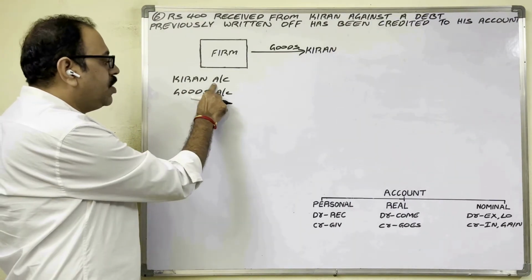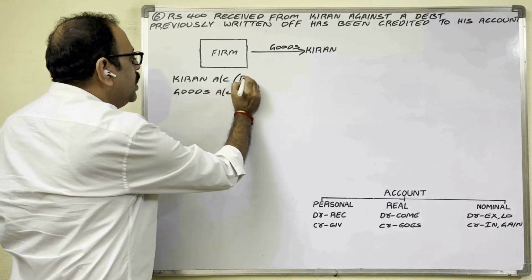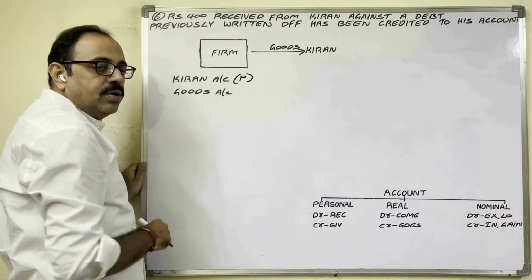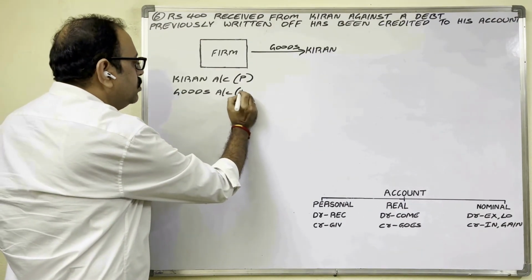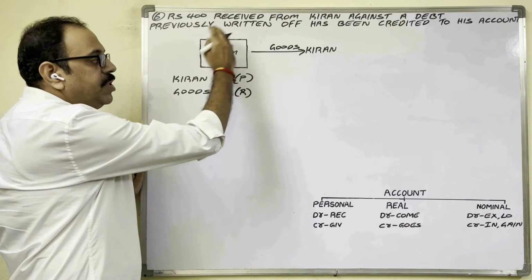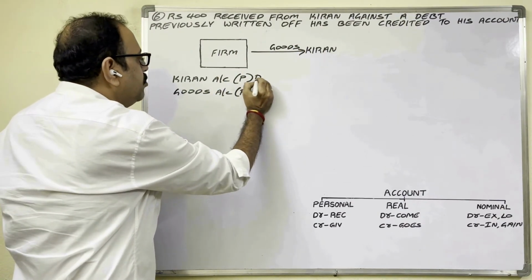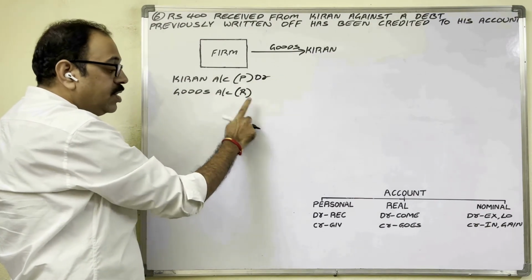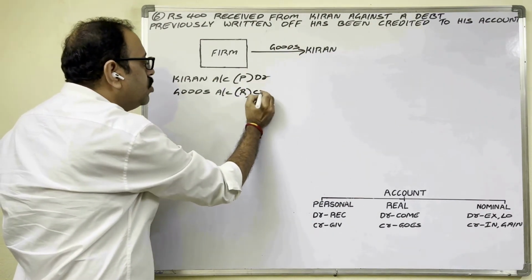Grouping. Kiran account: with the person's name we open this account. It is a personal account. Goods account: goods means asset now. This is a real account. Personal account rule: debit the receiver, credit the giver. Kiran is a receiver, debit him. Real account rule: debit what comes in, credit what goes out. Goods are going, credit goods account.